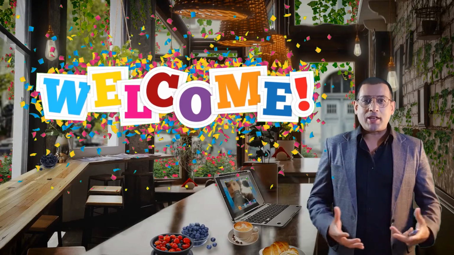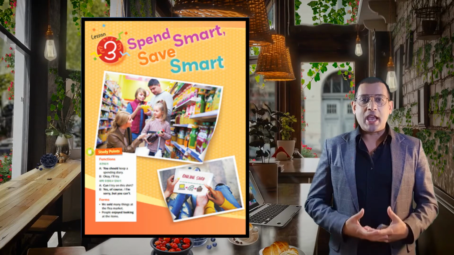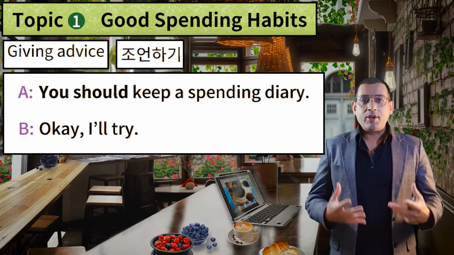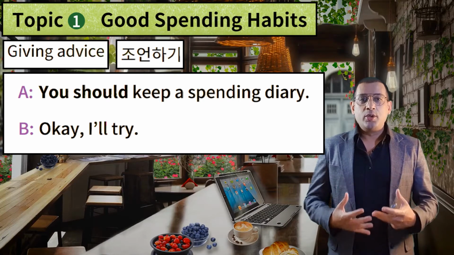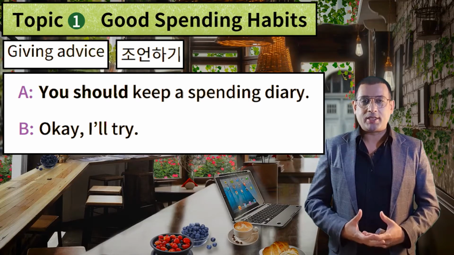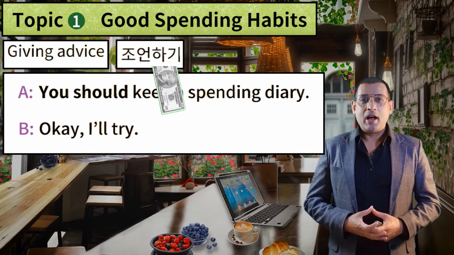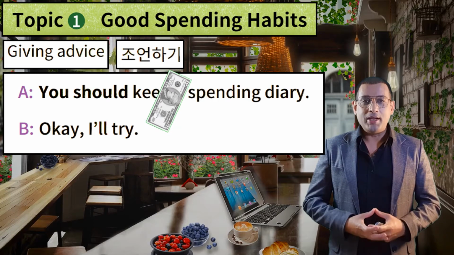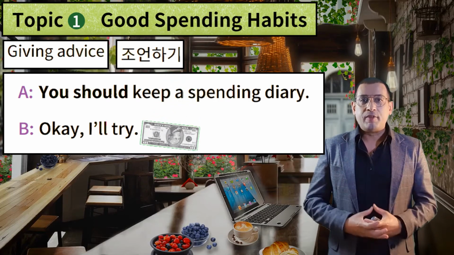Today we're going to start our lesson 3. Spend smart, save smart. Today we're going to focus on topic 1 and the title is Good Spending Habits. We should all have good spending habits. How do you spend your money? In this lesson, we're going to focus on giving advice.